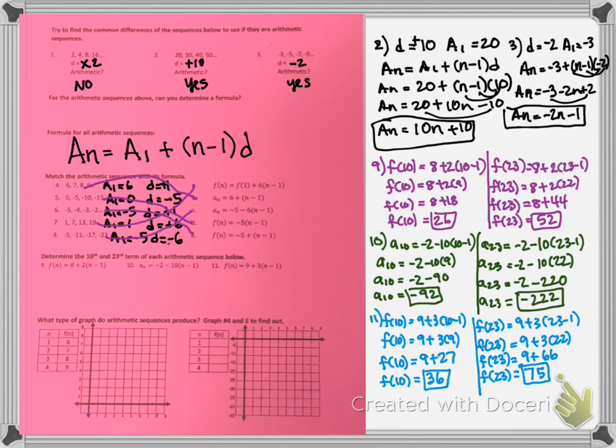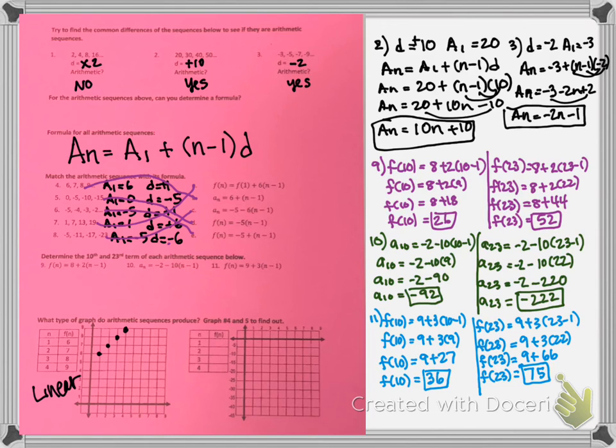They gave us all the values, so we just needed to put them in the right spot. So 1, 6, 2, 7, 3, 8, and 4, 9. So definitely linear.